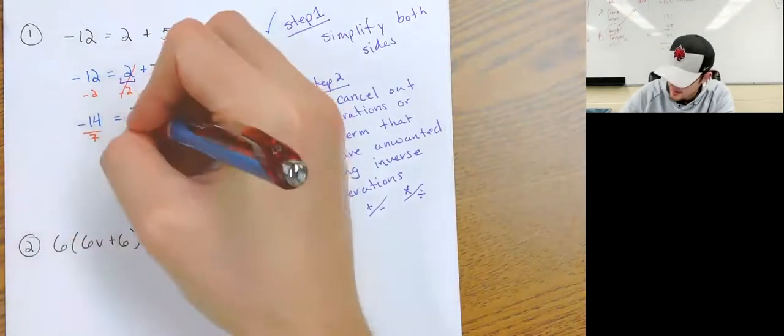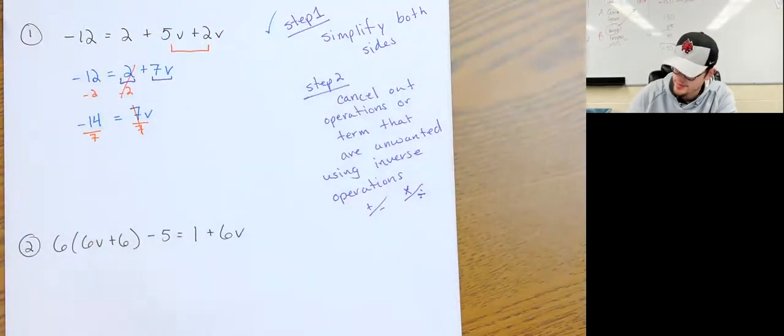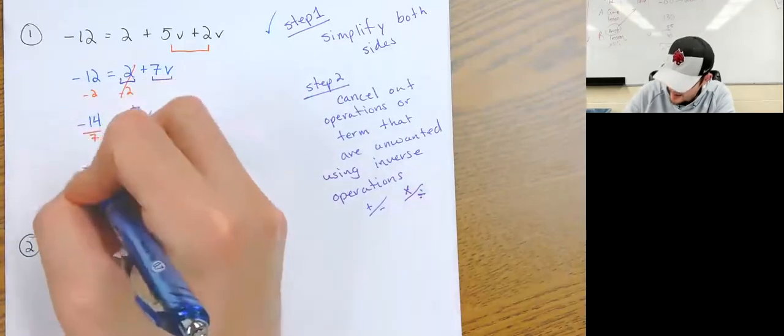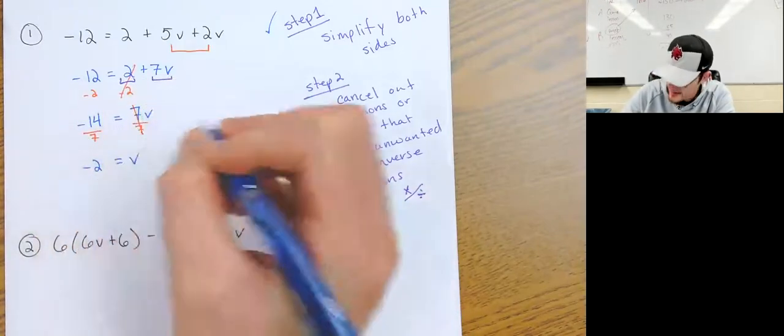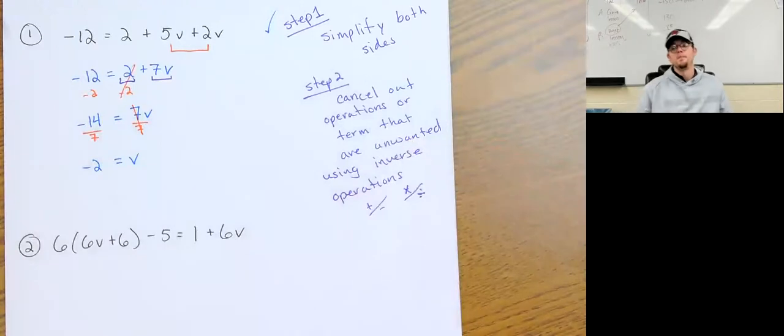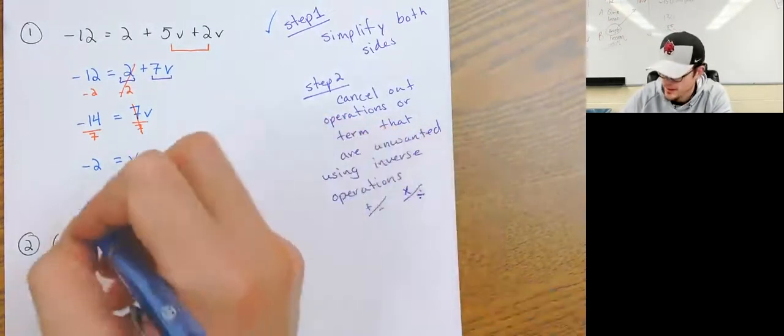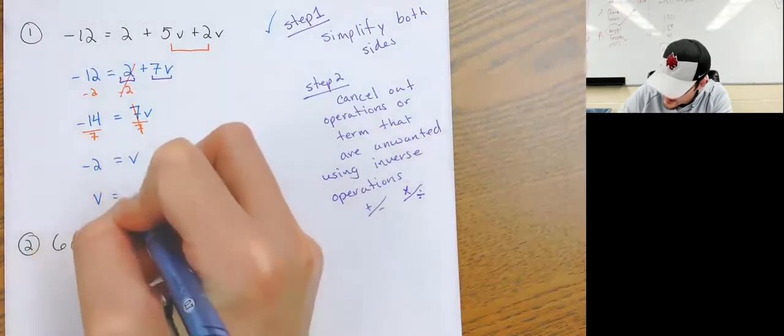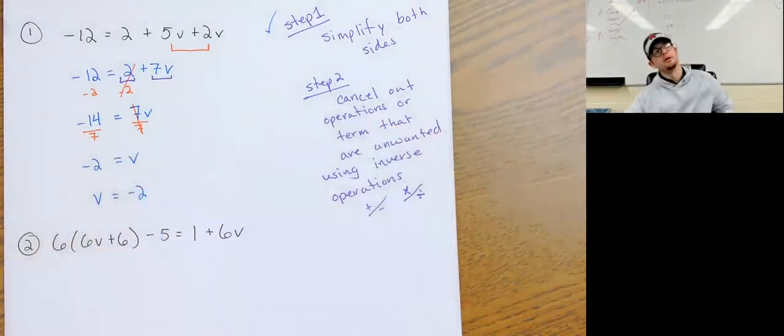All right, and then that cancels out. So I get negative 2 equals v. My last thing is I'm a stickler with my students. I want it to be v equals negative 2, so I would flip-flop it. V equals negative 2.